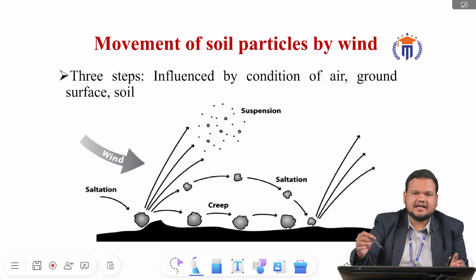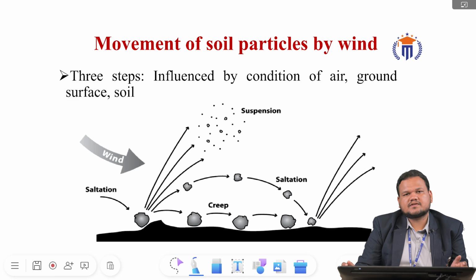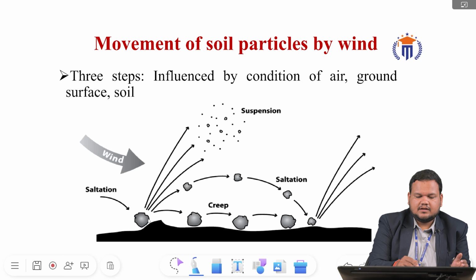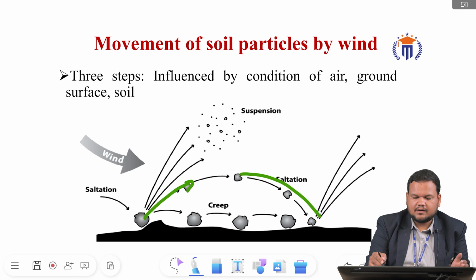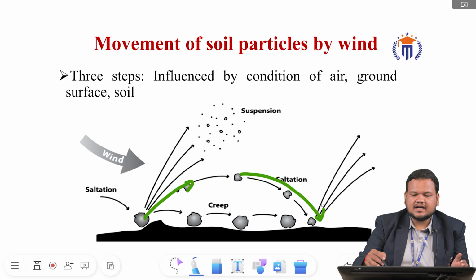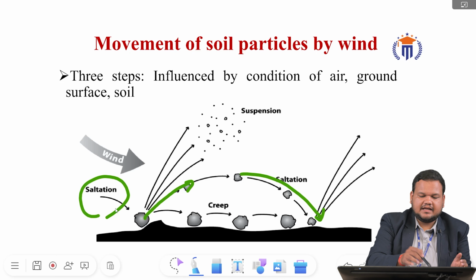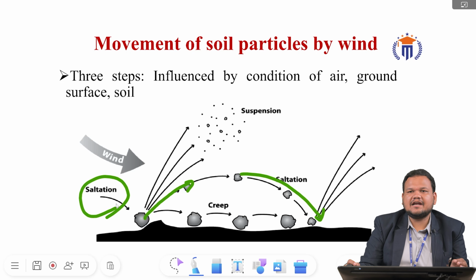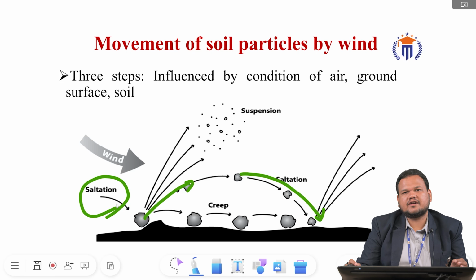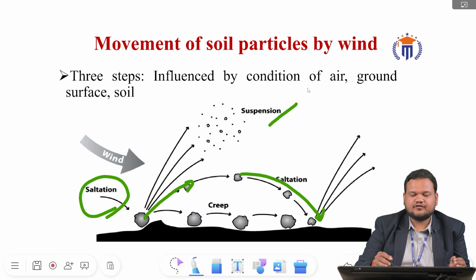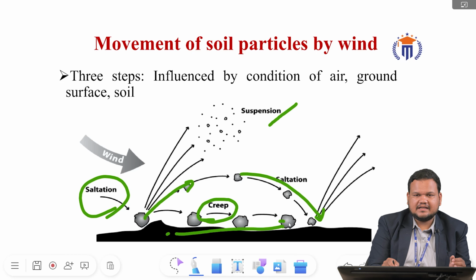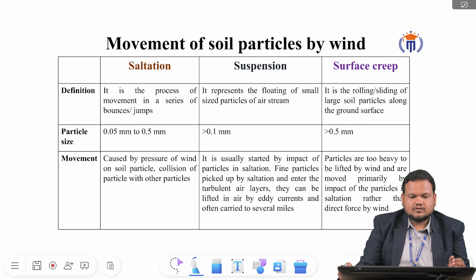First is saltation. This saltation contributes around 50 to 70% of the total wind erosion, in which you can see there is a bouncing of the soil particles. The particle will bounce into the air, and again it will come down to the soil. This continuous bouncing happens in saltation. Whereas in suspension, very light particles with a particle size less than 0.1 mm are suspended in the air by the wind currents. So that is called suspension. And next, surface creep. This happens with very large particles, where only horizontal movement happens on the soil.